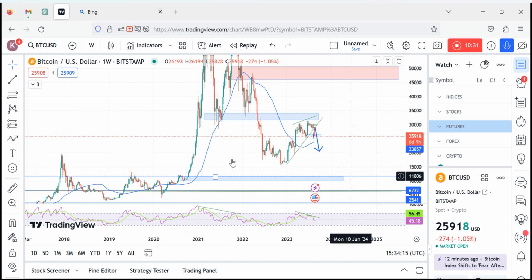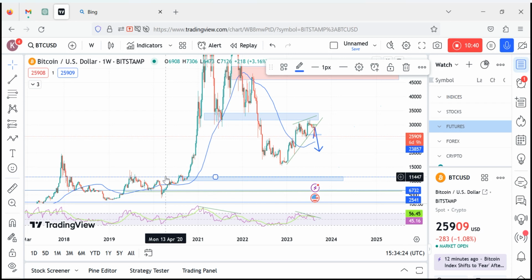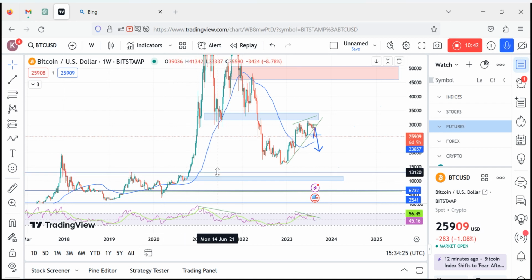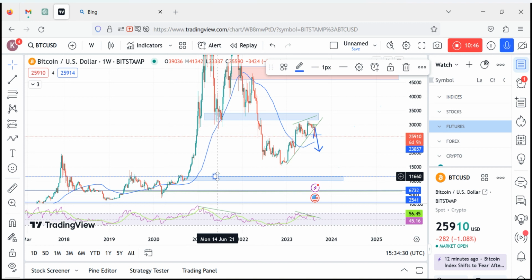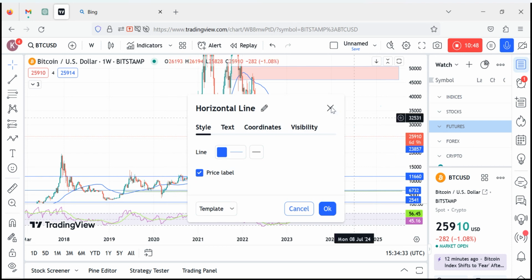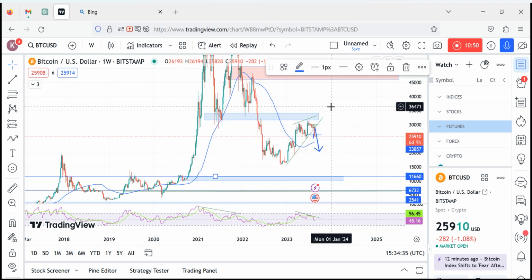So my first level I'm looking at for the market to touch is the $12,000 level. It's 11,600 or less, approximately the $12,000 level, which also has confluence with our other block. Right, so that's the first level I'm looking at.